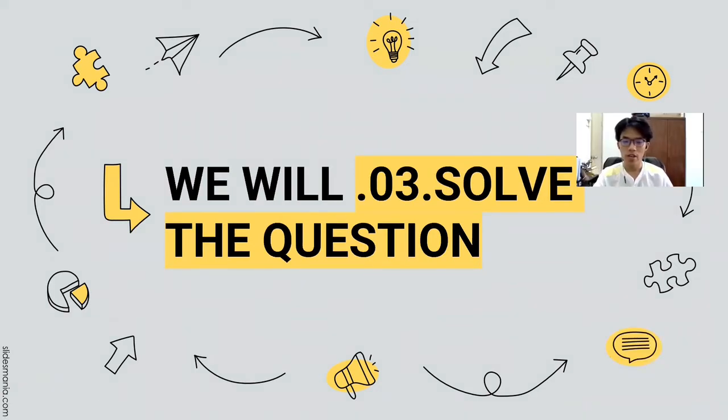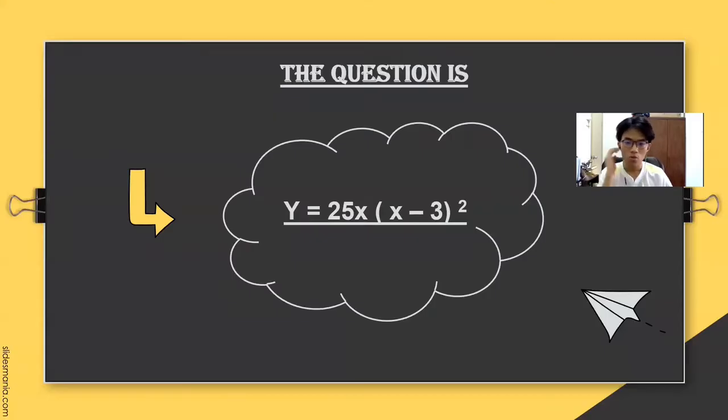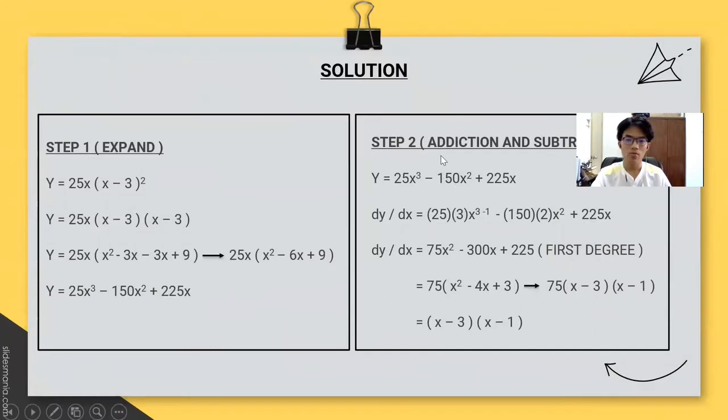Thank you, Muhammad Ikhwan. Now I will continue with solving the question. So the question is y equals 25 bracket x minus 3 power of 2. And to solve this question there are 6 steps. So we go to the first step. The first step is expand. I expand bracket x minus 3 power of 2, and I calculate and get y equals 25x power of 3 minus 150x power of 2 plus 225x.